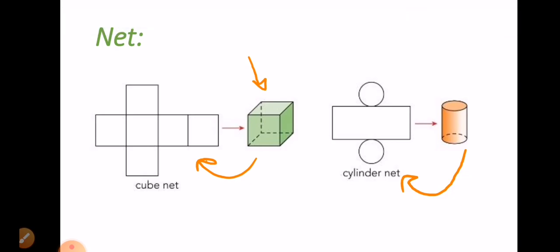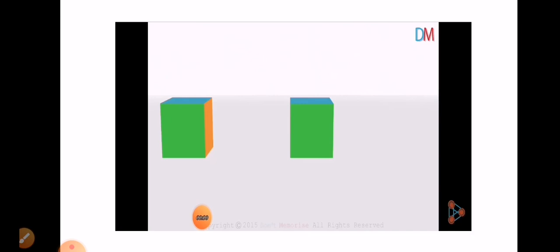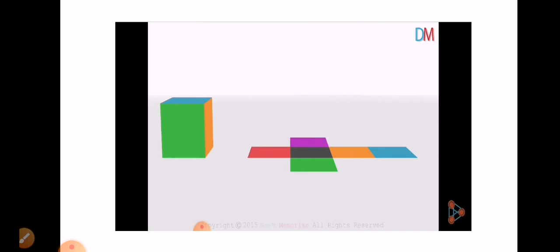To understand it more, I will show you a video. So here is the cube. Let's see how we will open it and it will give me a net of shapes. We will open the top first, it's a square. We will open the side, then this part will go down, then here the other two faces I will also put down. So look, what did I find? This is the net of the cube.